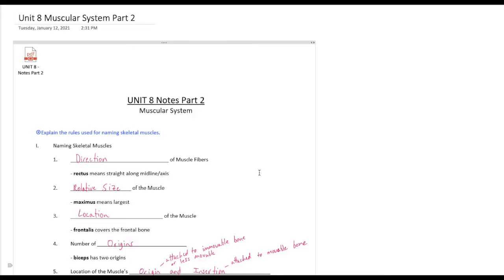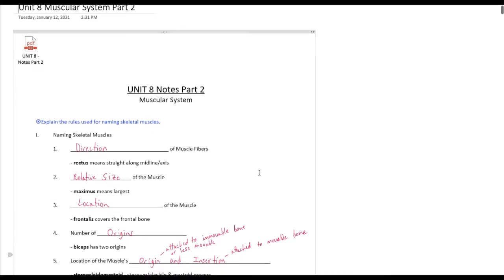We're going to cover Unit 8, Part 2 notes. This is going to be very, very important as we talk about the second half of the muscular system. Due to the first half, we looked at specifically the physiology part with part of the general skeletal anatomy. And today we're going to look at the macroanatomy of certain muscles and how we name them.